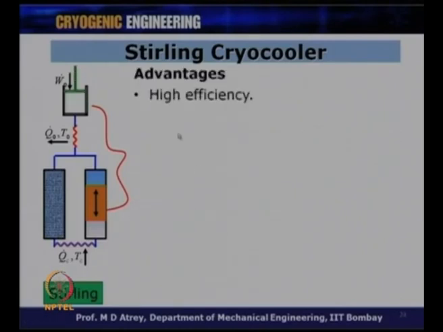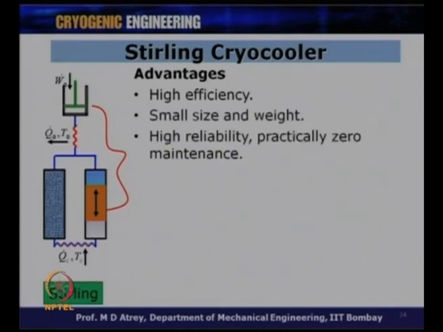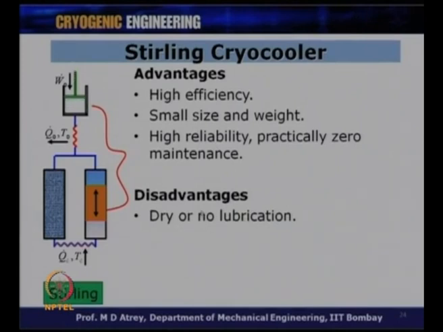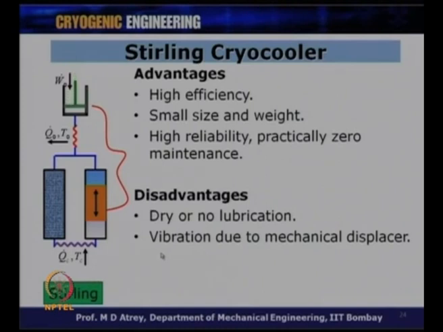So, the advantages of Stirling cryocoolers are basically high efficiency, small size and weight, reliable operation, and practically zero maintenance if properly designed. The disadvantages are dry or no lubrication many times, and vibration due to the mechanical displacer. Now, this is the moving part and therefore, you can have some vibration at this end, because of which it cannot be used in some places where vibrations are not acceptable.